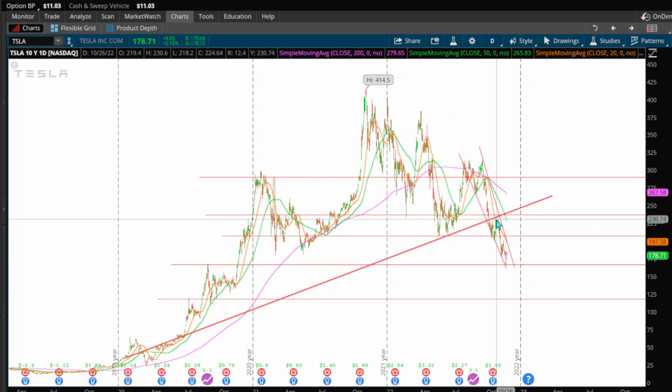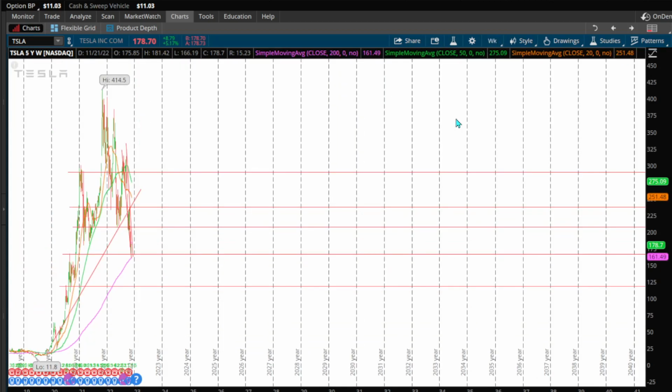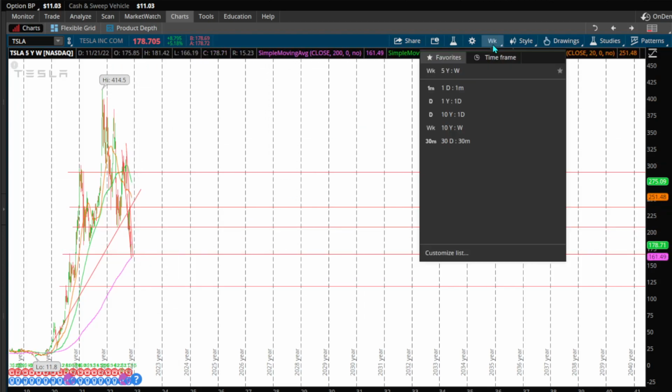Now I do want to point out that there is one more support, and I'm going to have to go on the 5-year weekly time frame to show you guys this. On the 5-year weekly time frame, there is this 200-day moving average, which is right at 161.56. That could be the next area of support if we break that 165 support. Now let's go back to the 10-year 1-day time frame.